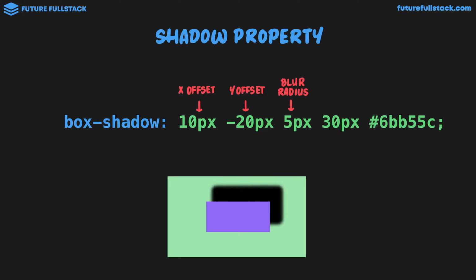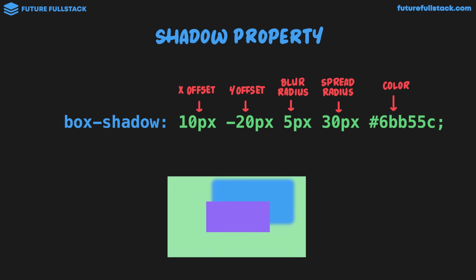The next value, 30 pixels, represents the spread radius, which will enlarge the size of the shadow, as if the element was larger in size, just like we increased the size of the table. Now the last value is color, so we can actually change the color of our shadow to something like a blue. Now the X offset and Y offset values are always required. We have to provide those for box shadow to work. The other 3 values, blur radius, spread radius, and color, are all optional.